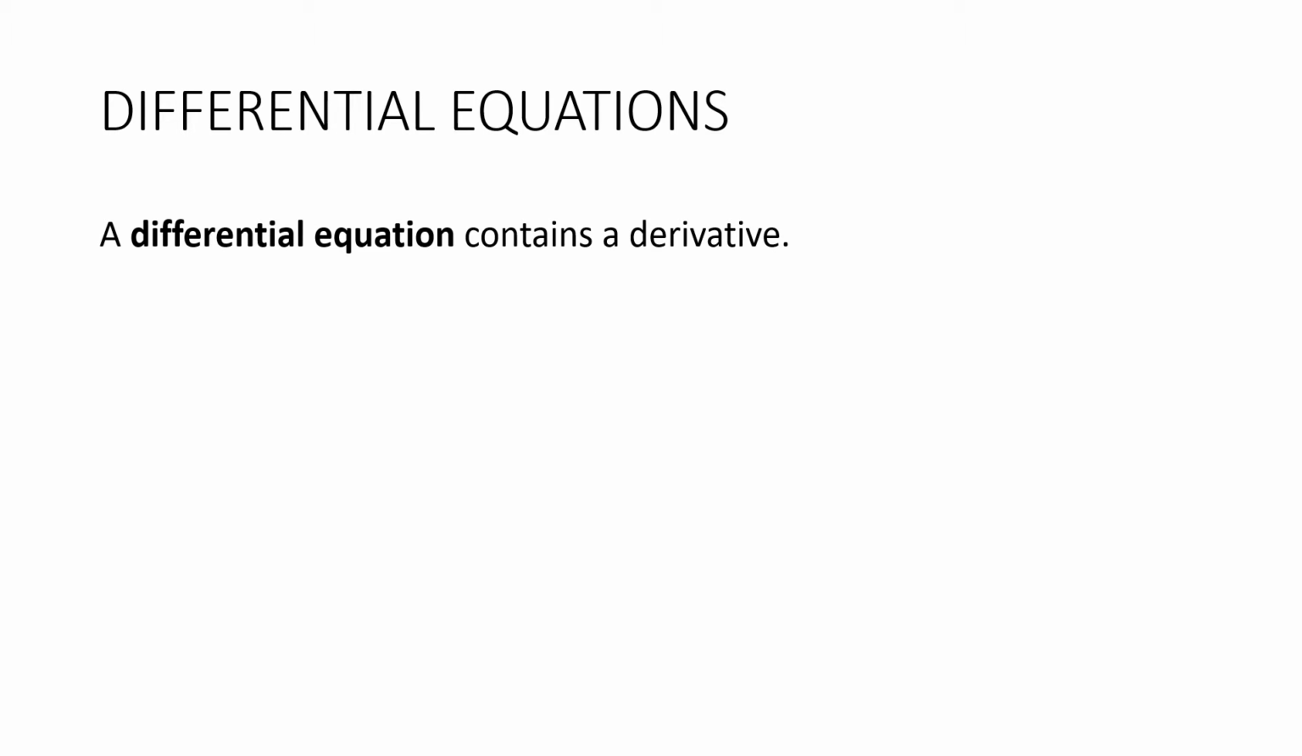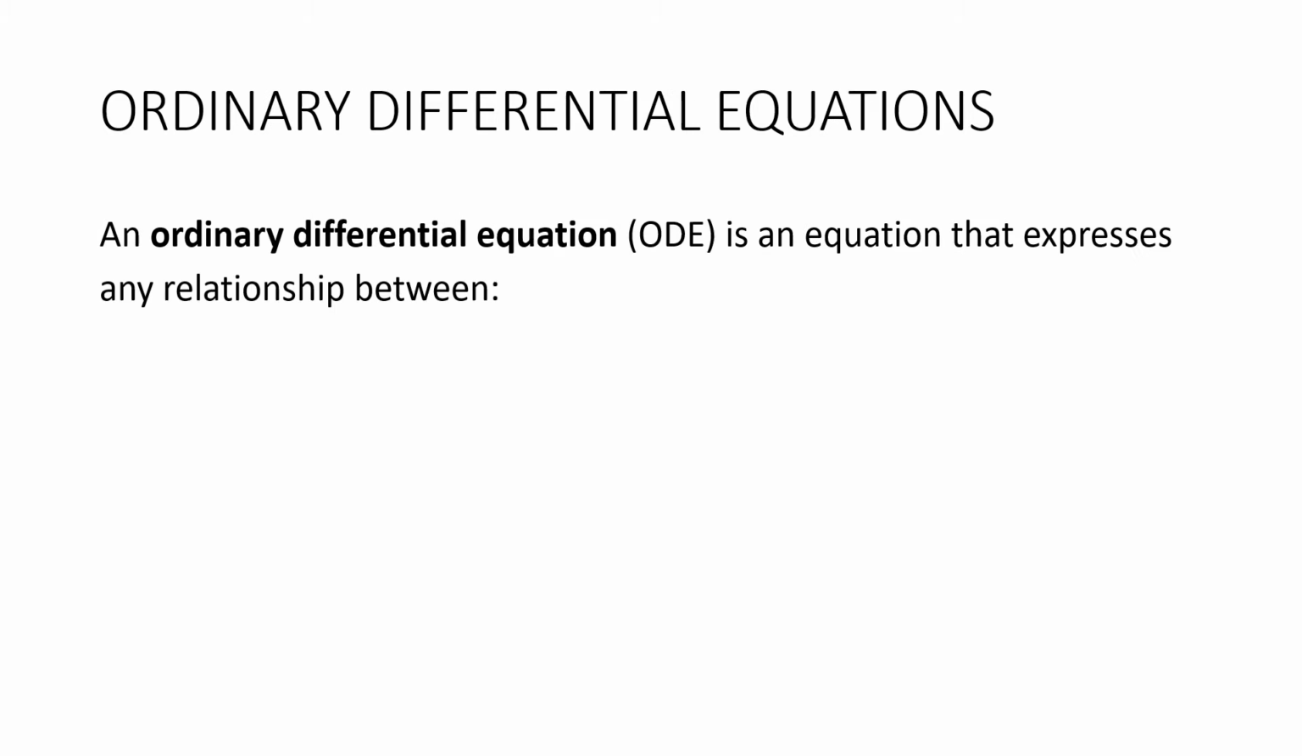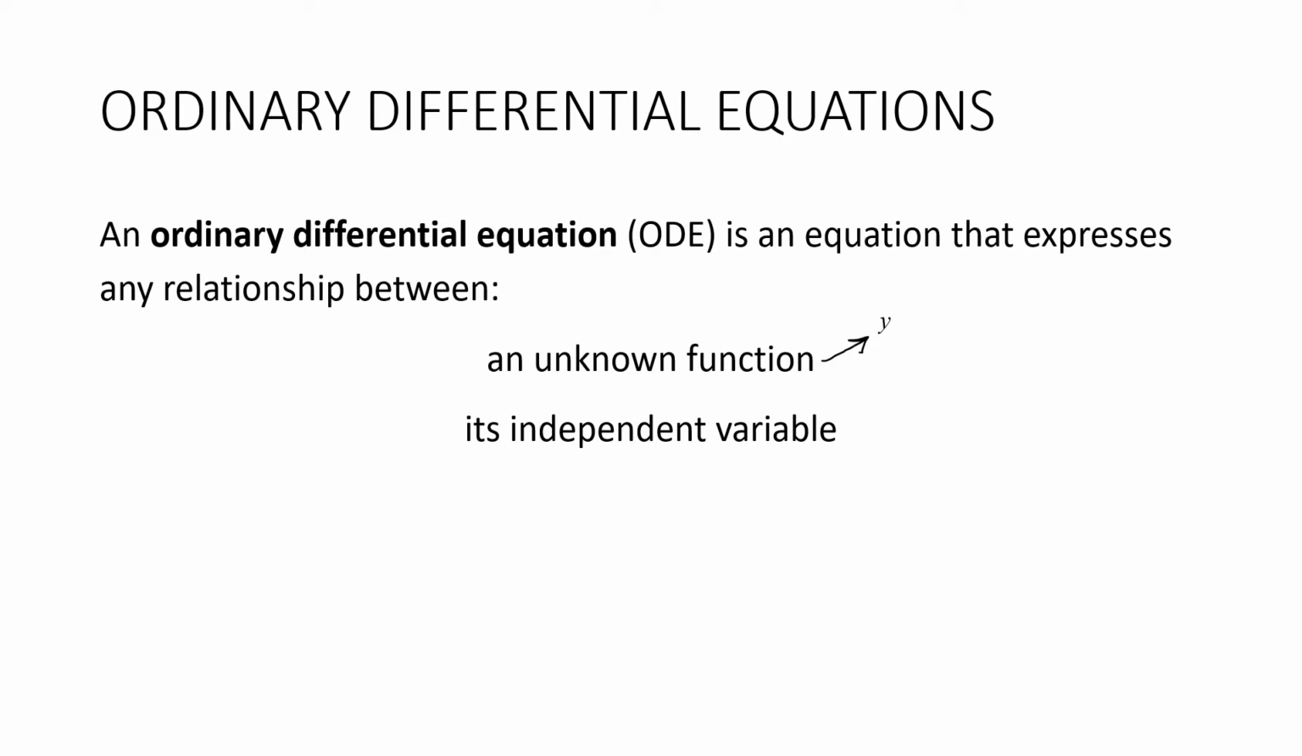A differential equation contains a derivative. That's it. So it could be as simple as dy/dx is equal to 0. An ordinary differential equation, which we abbreviate to ODE, is an equation that expresses any relationship between an unknown function, which is often y, its independent variable, which is x, and one or more of its derivatives, like dy/dx.